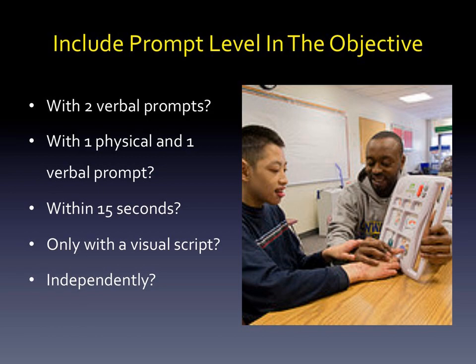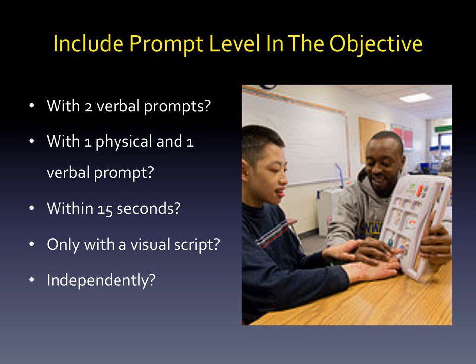Okay, let's take a closer look at what our prompt levels might look like when writing an objective for our students. Usually, including a physical prompt is viewed as less independent. Sometimes we may need multiple levels of prompts when first learning a new skill, such as both physical and verbal. Eventually, you may be able to move towards just a visual prompt, such as a picture or a script located on a wall in the washroom.